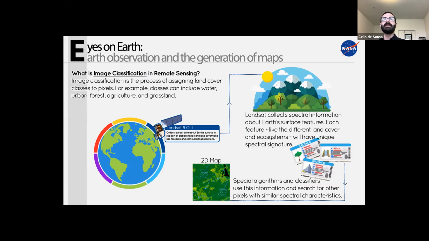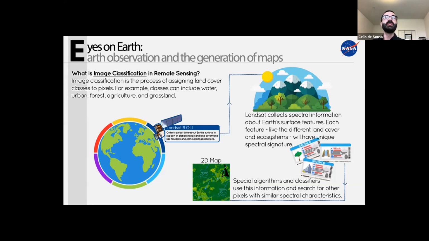As I mentioned, Landsat collects data from the surface of the Earth, and the nature of this data is purely spectral, meaning how the surface of the Earth is actually interacting with the energy coming from the sun. And the Landsat sensor detects that. So each feature on the surface of the planet, or in our case here, each land cover or ecosystem class, will have a particular spectral signature or a spectral ID, if you will, almost as if they would have a spectral footprint or a fingerprint.